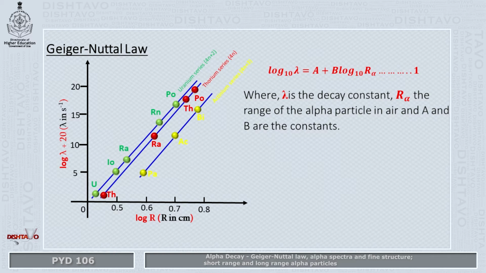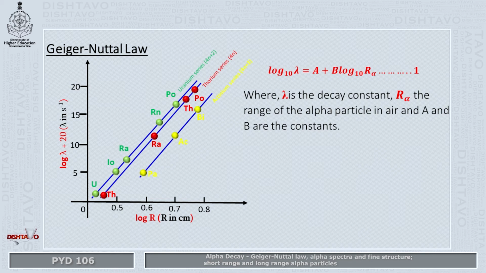Now what is there in place of y here? We have log lambda plus 20. 20 is a constant which can be put on the constant side, so we will have log to the base 10 of lambda equal to mx, where m is the slope, that is b, and x is log r to the base 10, plus a, which is in place of the constant. So it's a straight line.